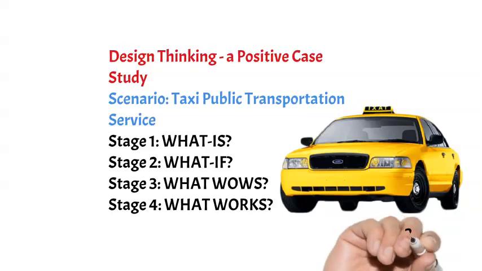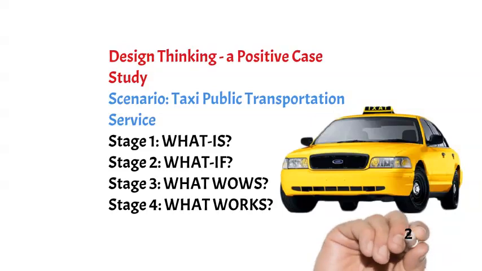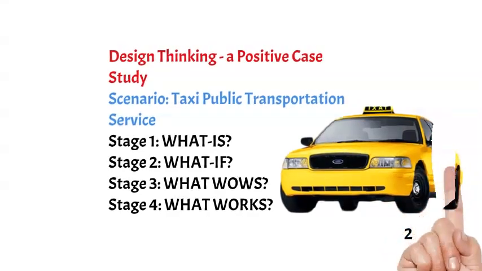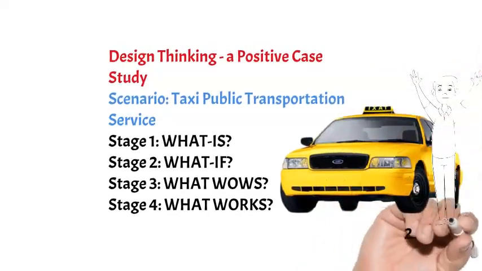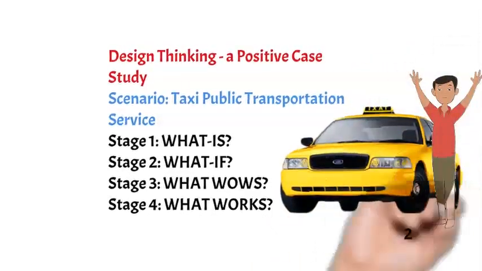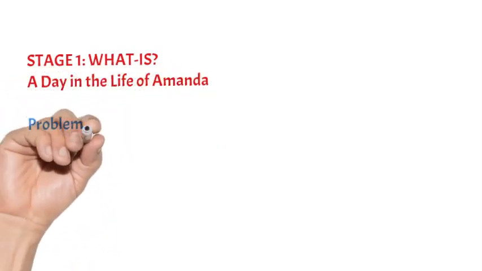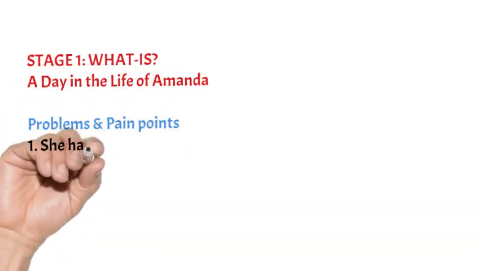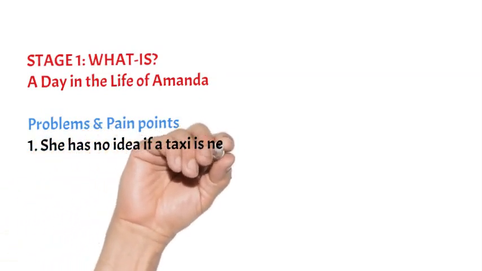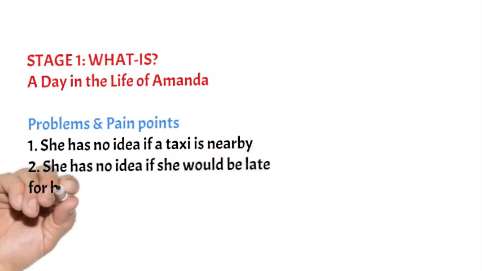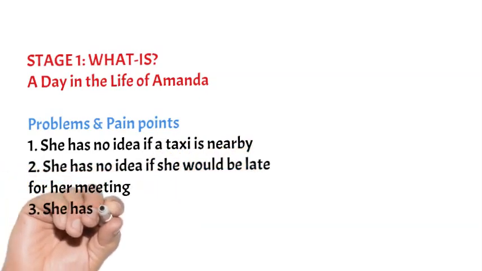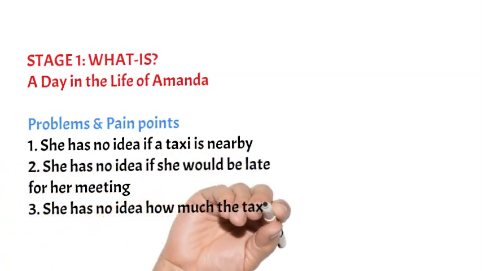In stage 4, the what works stage, we critically analyze each idea, seeking to balance between business profitability, technological feasibility, and customer delight. Let us take a typical passenger, persona Amanda. Amanda is a busy sales executive. She has to rush between several meetings in several customers' sites every day. We will mentally walk a day in her life to identify her pain points and problems pertaining to the whole cycle of using a taxi service.